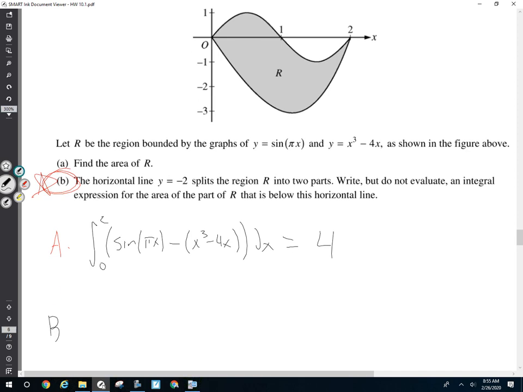The horizontal line y equals -2. Here's the y equals -2. It splits the region into 2 parts. Obviously not 2 equal parts, right? But do not evaluate an integral expression for the area of the part R that is below the horizontal line. So we want this area here that's below the horizontal line. Well, look at that. There's my represented rectangle. If I sum them up, I'd be able to find that. Now, height is going to be the top minus the bottom.